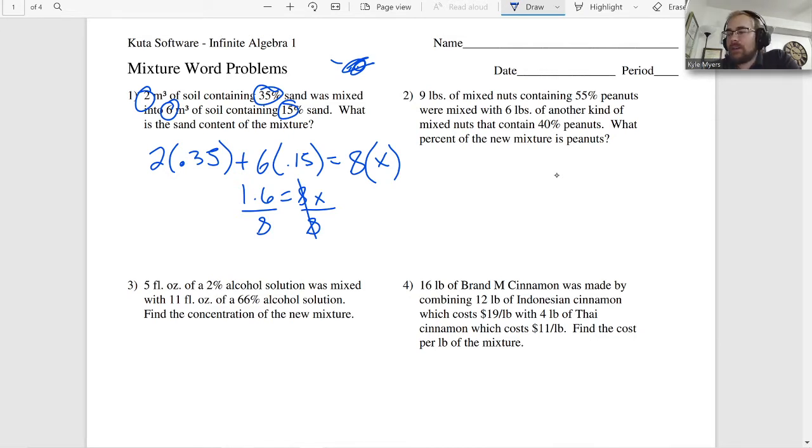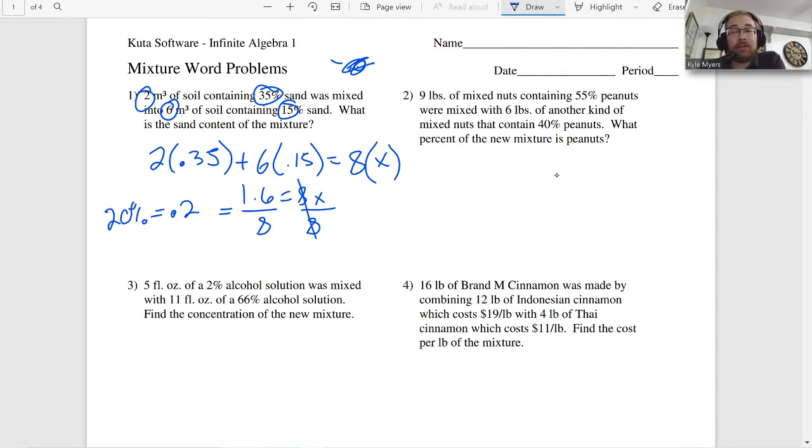So here's how you solve it. I got 1.6 when I added all that stuff up. And then in order to solve for x, I need to divide both sides by 8. 1.6 divided by 8 is similar to 16 divided by 8. 16 divided by 8 is 2. 1.6 divided by 8 is going to be 0.2. And 0.2 as a decimal would be 20%.